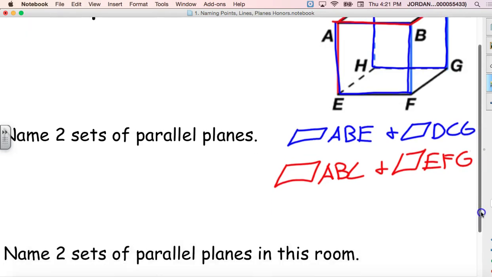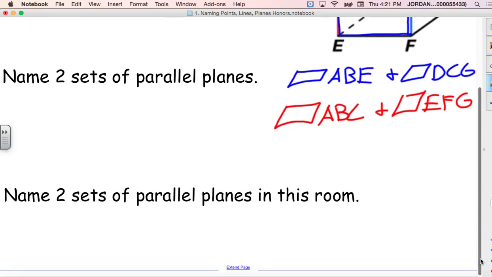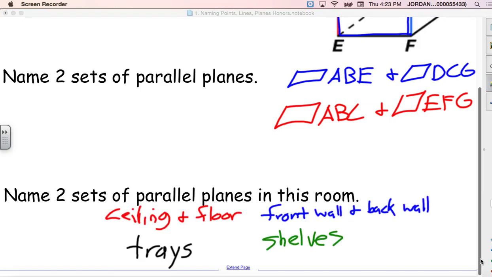Okay, so see if you can figure out 2 sets of parallel planes in this room, in the classroom. What would be 2 planes that would be parallel in the classroom? So just a couple of examples would be the ceiling and the floor in the room. You got the front wall and the back wall of the room. You could also say the shelves. Those shelves are stacked in planes that are parallel. And then you could say the trays where you turn your stuff in. Those are stacked up, and those trays would be parallel to each other. So just some examples, real-life examples of parallel planes.